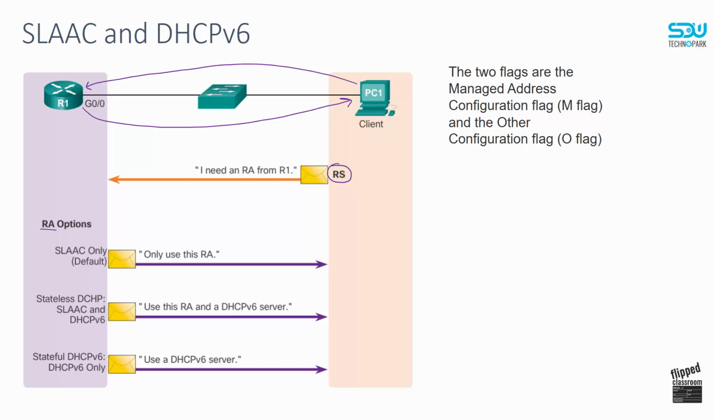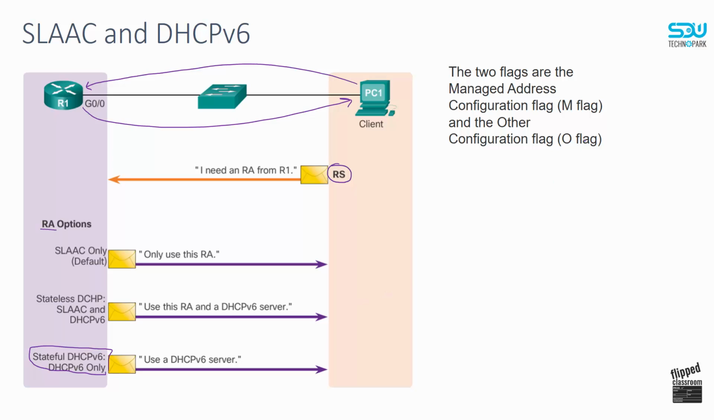Also, there can be stateless DHCP, SLAAC and DHCP together. It means that your router will say, use this beginning of the IP address, but additional information you can find out from the DHCP server. And the last option is stateful DHCP version 6, which is the same as IP version 4 DHCP.